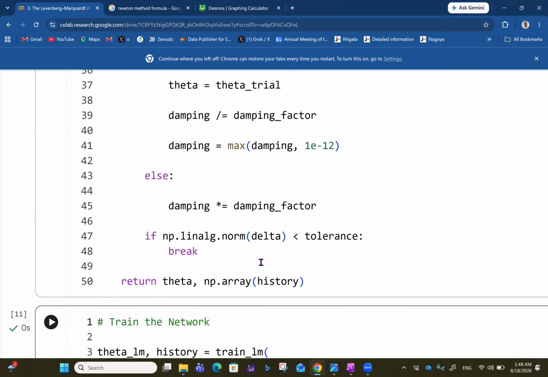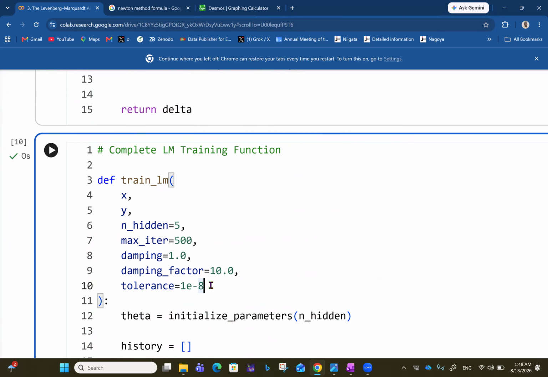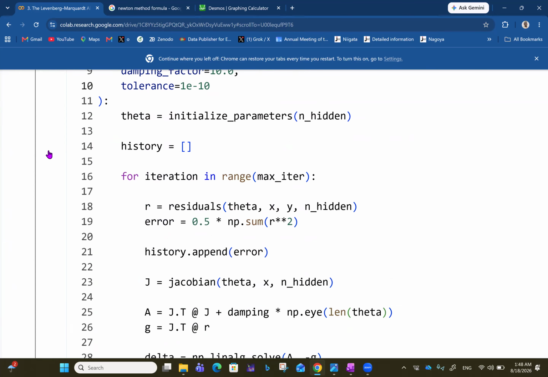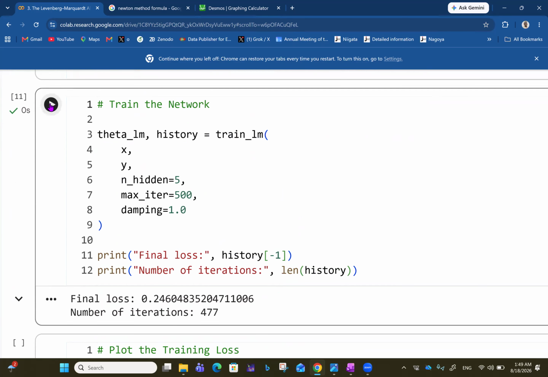If you want more accuracy, all you need to do is change the tolerance level. This tolerance, you can increase it to say 1e raised to minus 10. It means you may need more iterations to go, so you may have to use the whole 500. If I come back here now, you discover that 479 iterations are now used, but the difference is not so serious.